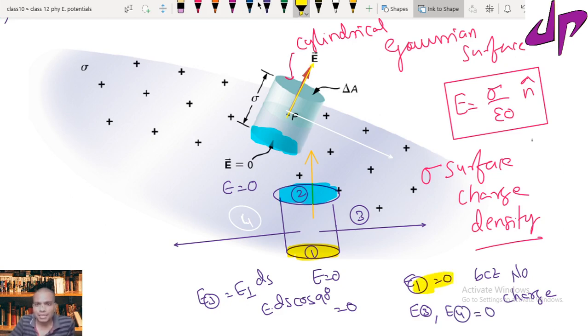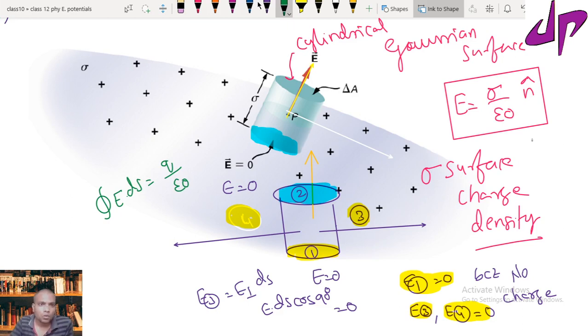On the three sides, surfaces 1, 3 and 4, the electric field contribution becomes 0. Now only one surface is left, the second surface. If you find the electric field due to the second surface, what can you write? We can write that the integral of E bar dot ds equals q by epsilon naught.